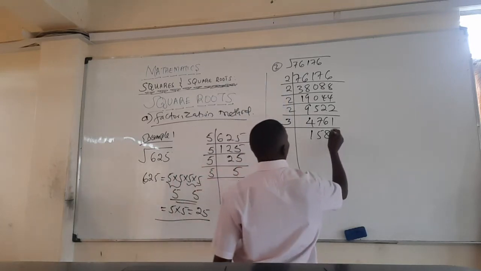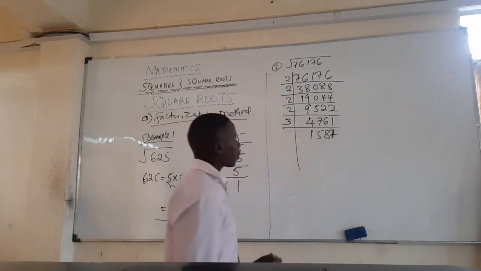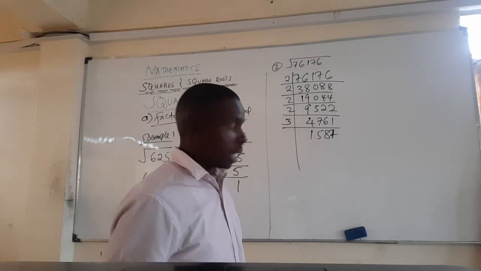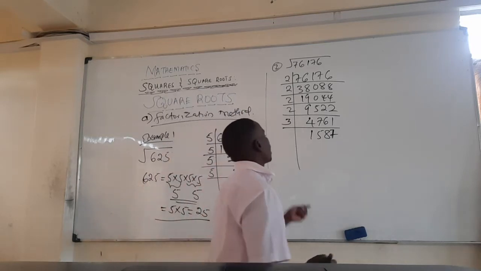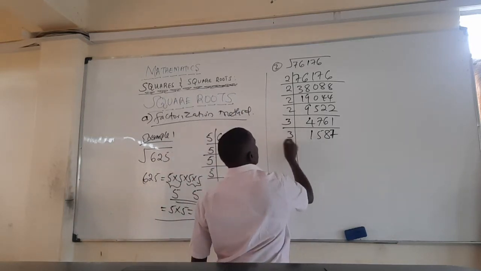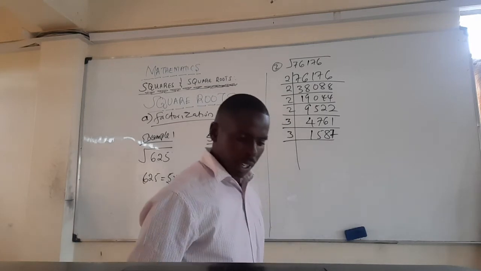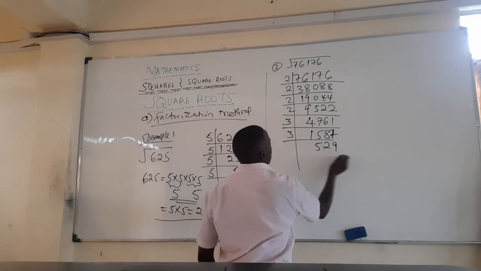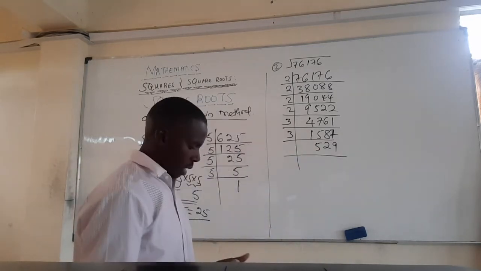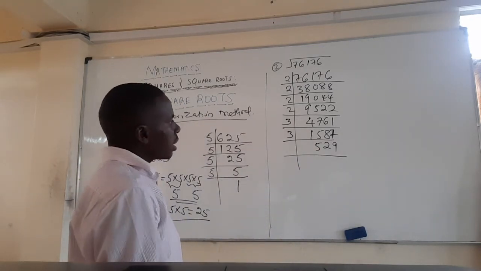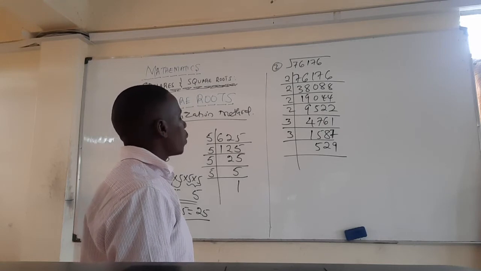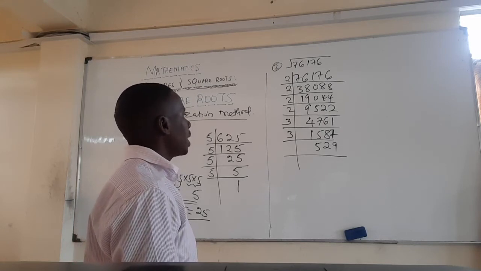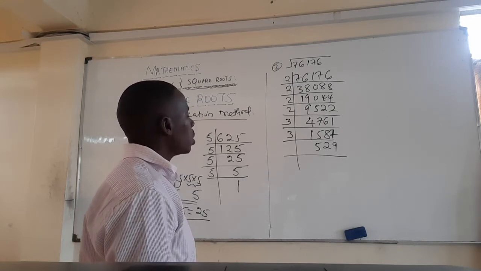87. Then we divide by 3 again. We get 529. Then 529 is divisible by 3. And now 5 plus 2, 7 plus 9, get 16.